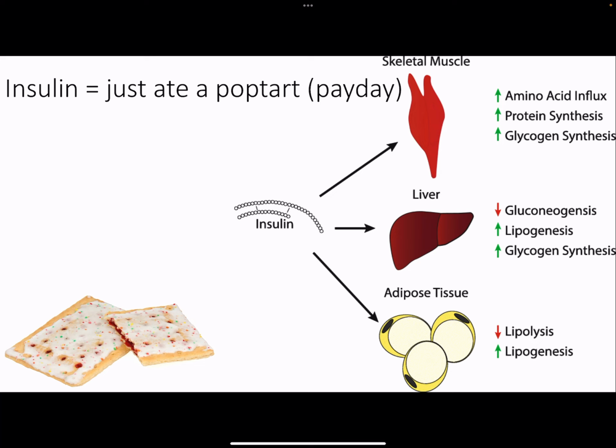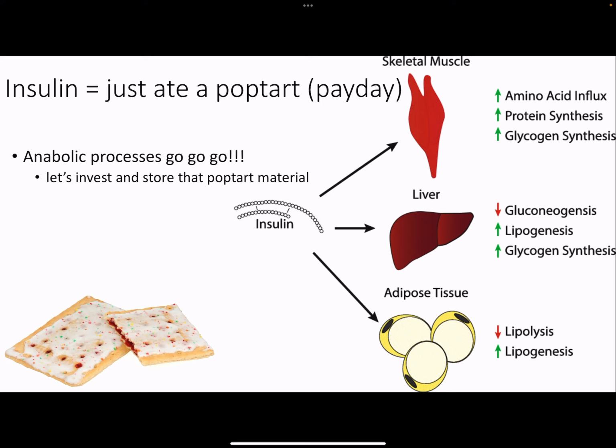So if we just ate a Pop-Tart, it's payday, we have a lot of cash monies. So we're going to try to build stuff up. We're going to go ahead and store this and invest in this big production. I'm investing in a new company or something. And so what that means is we're going to be making some glycogen. We're going to be making some lipids in the liver, but also in adipose tissue. And then, of course, the reverse is going to be turned off, right? If I'm making lipids, I don't want to be breaking them down.